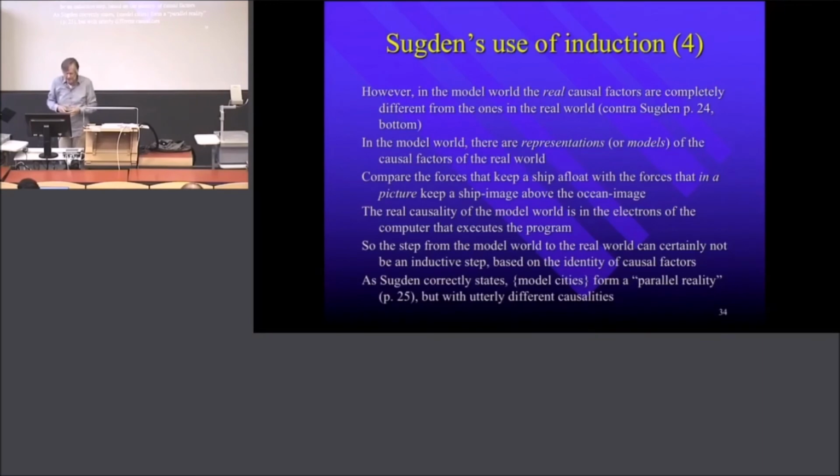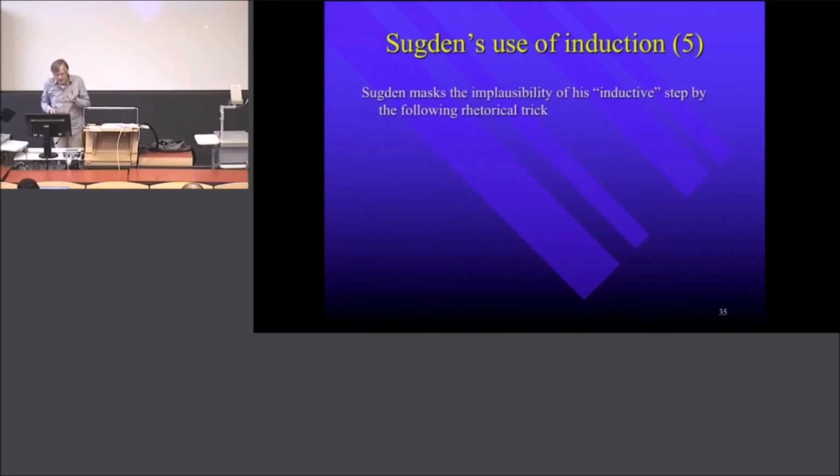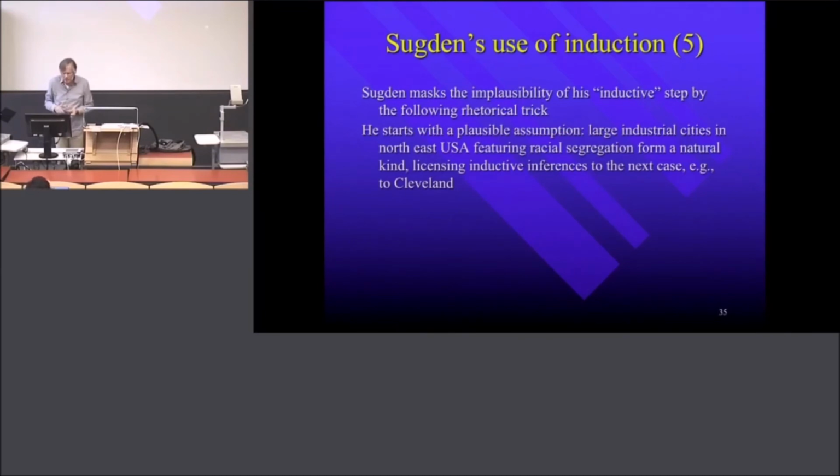So now I show you that he's really, in a sense, making a trick. Sugden masks the implausibility of the inductive step by the following rhetorical trick, and you find that trick if you follow exactly what he's saying. He starts with a plausible assumption, namely that large industrial cities in the northeast of the United States featuring racial segregation form a natural kind, licensing inductive inference to the next case, for instance, to Cleveland. So you have 10 cities in the United States, and you find there weak racial preferences and segregation, and then you say, okay, what's happening in the next one?